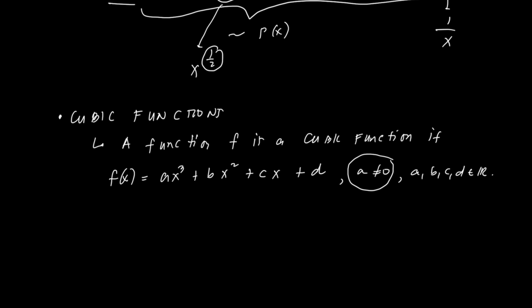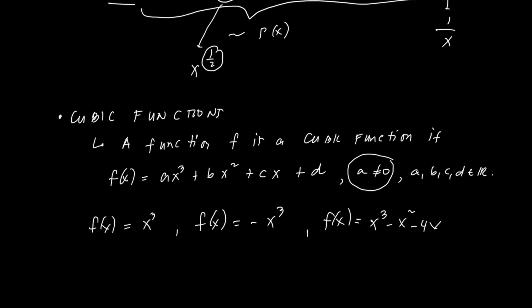So how do we graph a cubic function? Examples of cubic functions are f of x is equal to x cubed, f of x is equal to negative x cubed, and f of x is equal to x cubed minus x squared minus 4x plus 4. The highest degree of that polynomial is 3. So how do we graph?